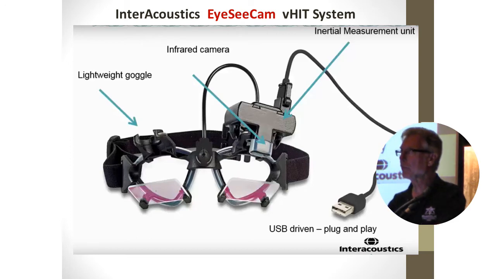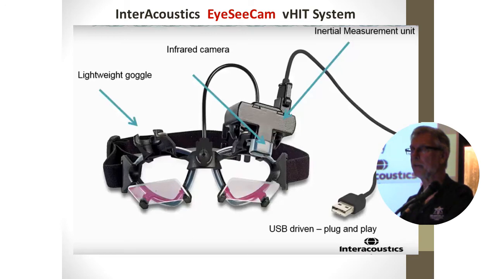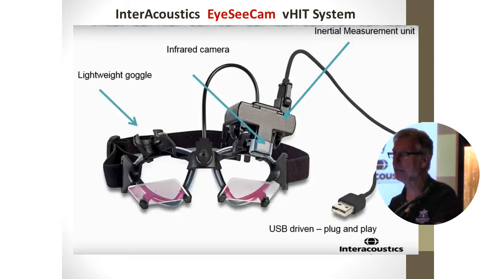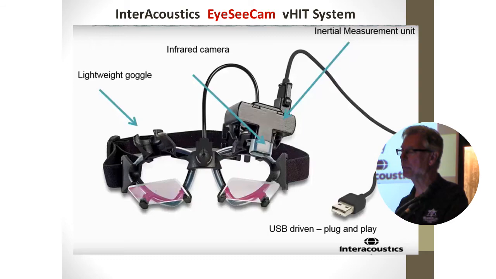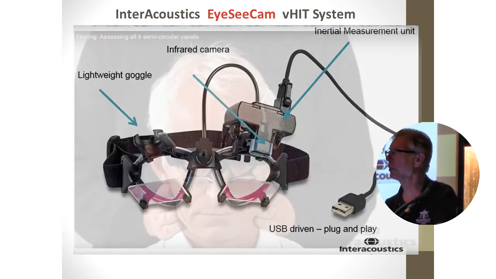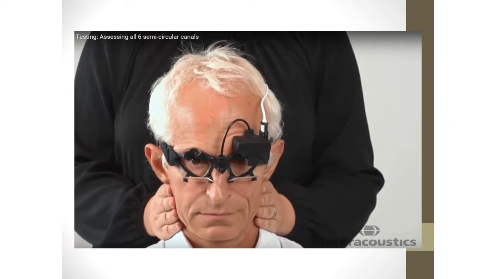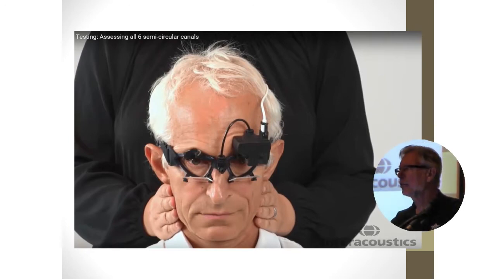So all of the hardware involved in this is this one simple headset. And it just contains a very lightweight, very high resolution infrared camera to record eye movement, as well as a motion sensor to record head movement. And head movement is done by the clinician, not the patient, and it's done in both the horizontal plane and the vertical plane. And this is what requires technique. It's extremely technique sensitive, and it takes some practice to get good at actually performing the proper impulse, which would be like this.